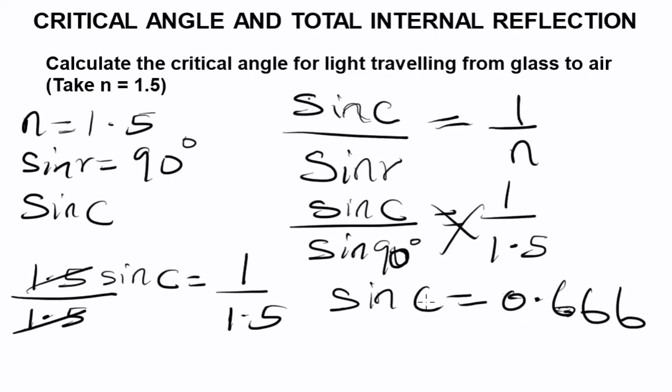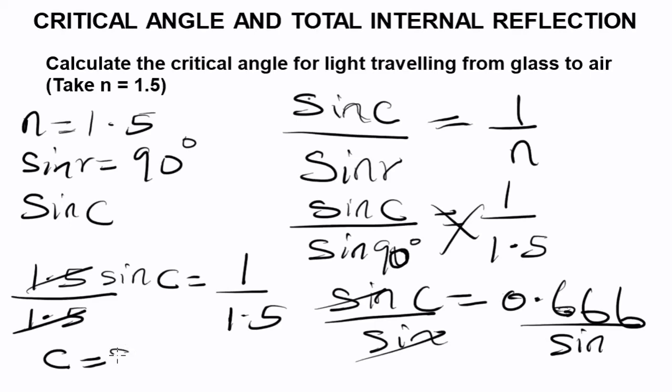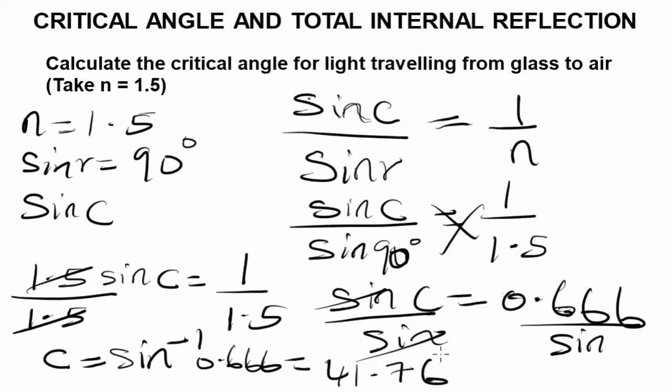Now to get the value of c, you take the inverse sine of both sides. Therefore, the critical angle will be sine inverse of 0.666. Let me punch it. Okay, so I have it to be 41.76 if you are giving it in 2 decimal places in degrees. So this will be the critical angle.